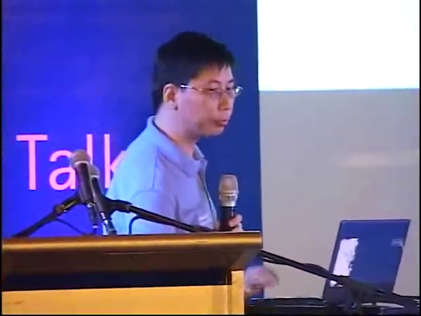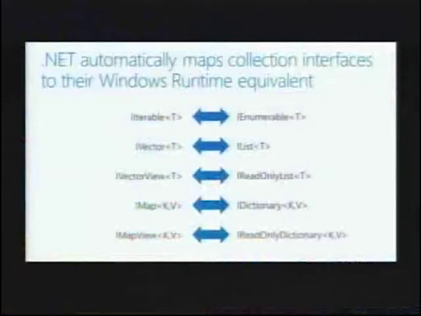Okay, but there are certain things. Of course, most differences are hidden in .NET. But there are certain things that .NET needs to map. So in WinRT, there are also collections. Do you know what collections are?